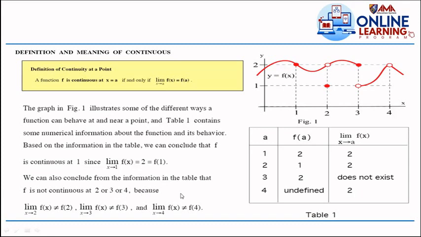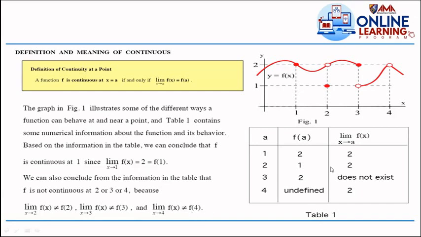We can also conclude from the information in the table that f is not continuous at 2, 3, or 4, because the limit of f(x) as x approaches 2 is not equal to f(2), the limit of f(x) as x approaches 3 is not equal to f(3), and the limit of f(x) as x approaches 4 is not equal to f(4). Okay? So how are we going to check that?